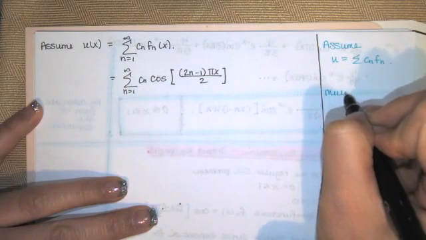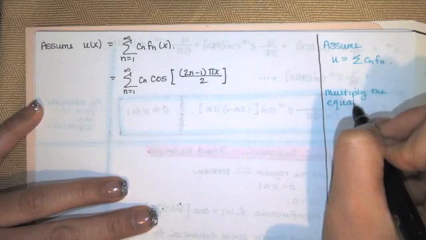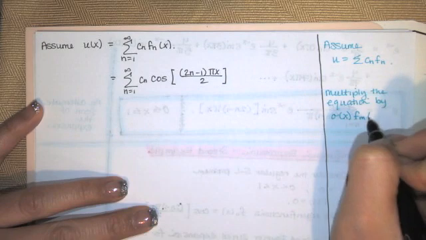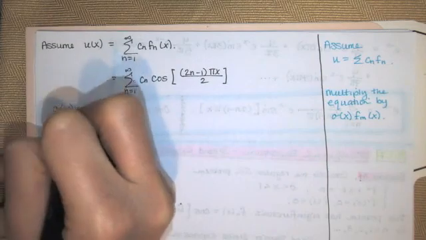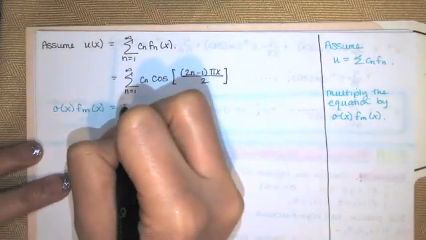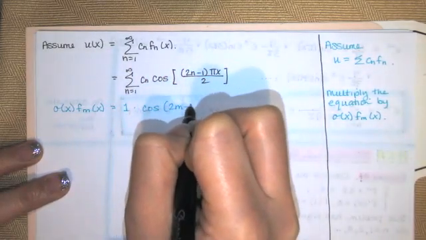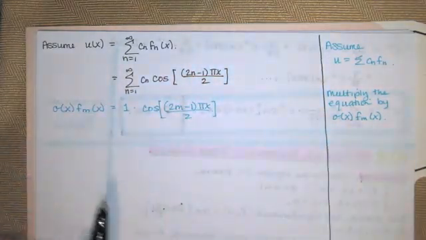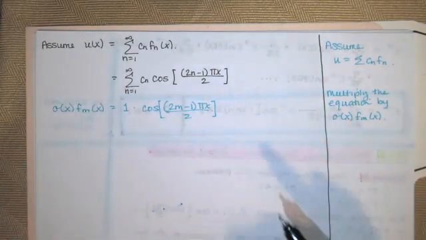equation that we just stated by sigma of x times f sub m of x. And this time, sigma of x is just 1. F sub m of x looks just like this. We're going to replace the n with an m. Okay, we're going to multiply by that, and then we're going to integrate over the interval of interest. We're interested in the interval from 0 to 1.